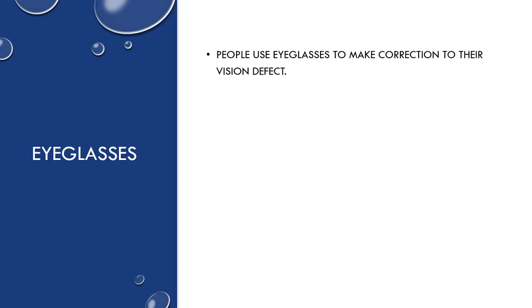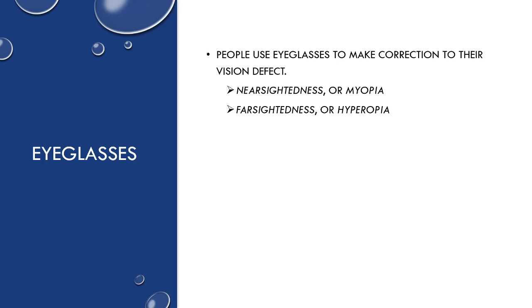As we know, people use eyeglasses to make correction to their vision defect. There are 4 types of vision defect. The first one is nearsightedness or myopia. The second one is farsightedness or hyperopia. Another term for hyperopia is hypermetropia. The third one is presbyopia, and the last one is astigmatism.